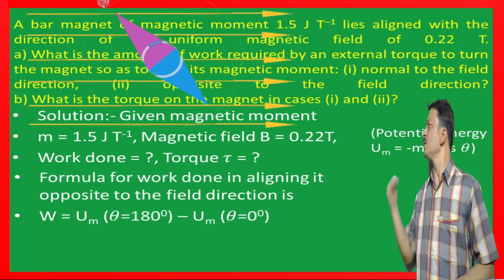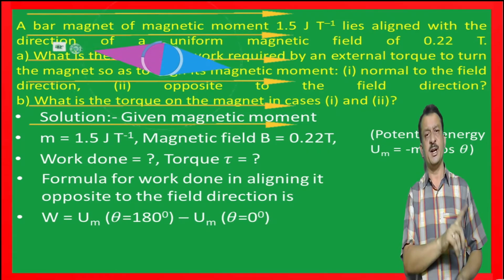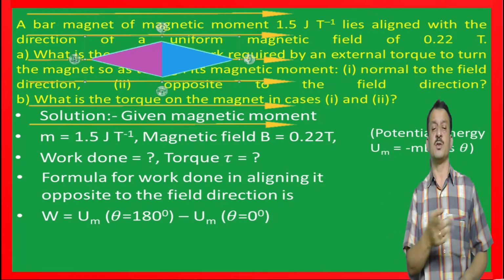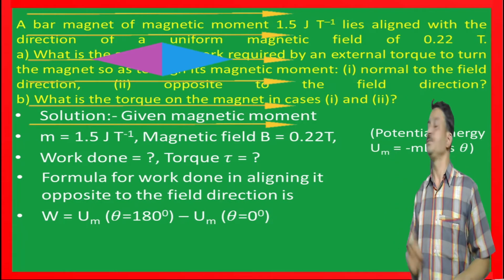Therefore in this situation the potential energy is final potential energy when theta is 180 degree and initial potential energy when theta is 0 degree. Now that we have to work out. Now for this one, the formula is this one.